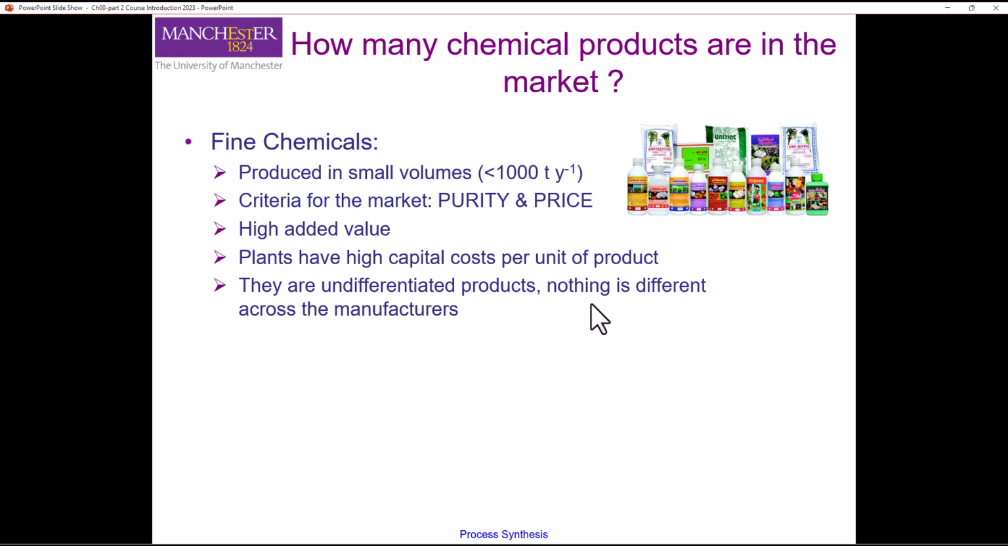These chemicals are also considered undifferentiated products. It means that a product would be very similar between two different manufacturers. So there is no big difference between the product from different manufacturers.